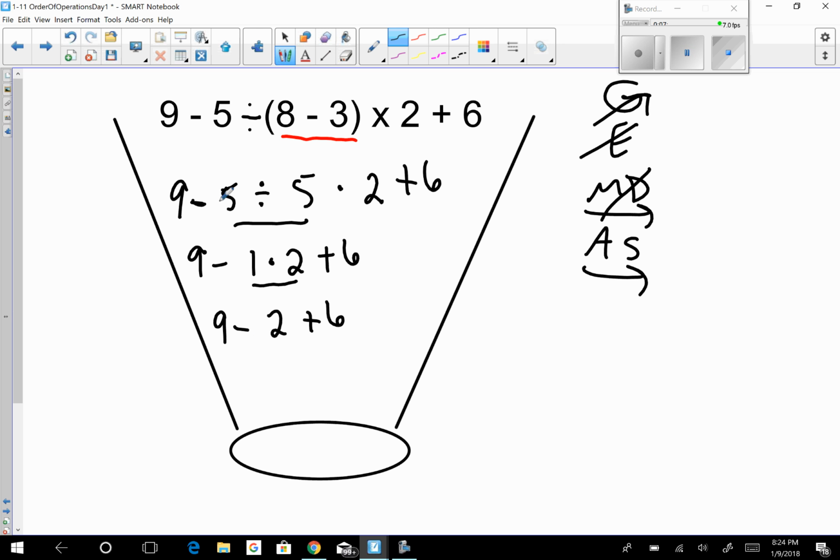Notice how I did not do all the multiplying and dividing in one line. I did it over 2 lines because you're only doing one operation per line. That's it. One operation per line. Okay, and now we've got addition and subtraction, and we go from left to right. So first we're going to start off with this 9 minus 2. 9 minus 2 is 7. We still have the plus 6. And then finally, we have 7 plus 6, which is 13.